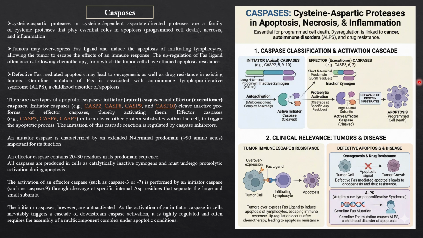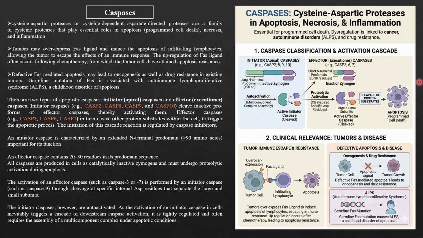The caspases are the cysteine aspartic proteases, and that's why they are called caspases. They are the central executioners of programmed cell death, functioning as cysteine proteases that cleave substrates at aspartate residues. They are synthesized as inactive zymogens and are classified into the initiator caspases, such as caspase 8 and 9.